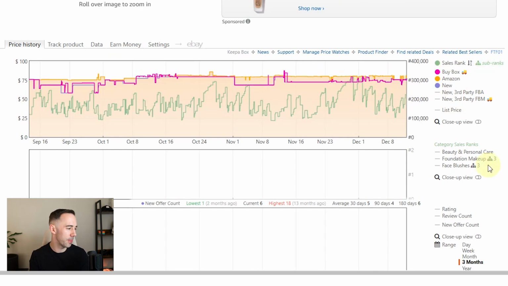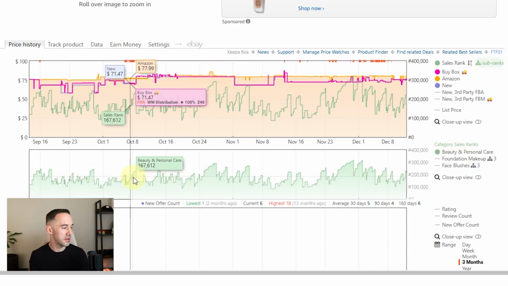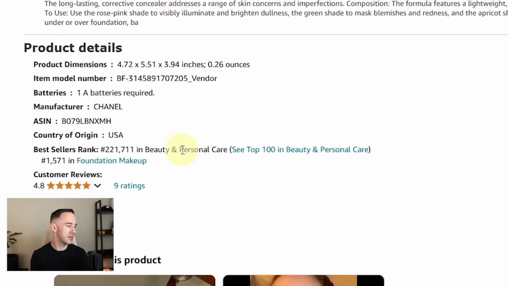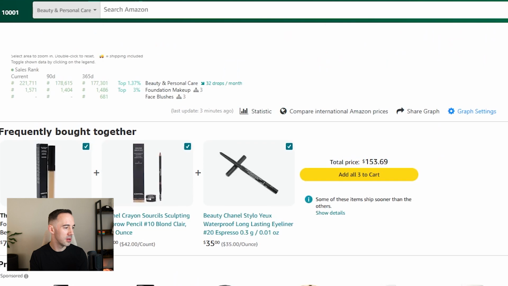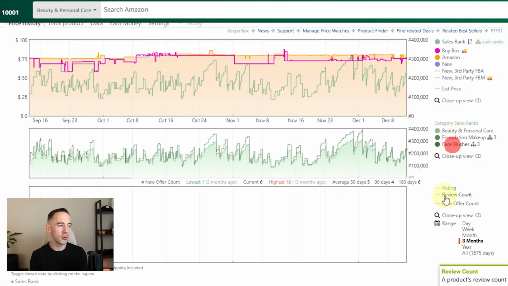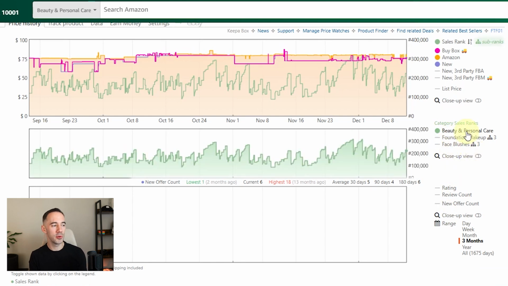There's too much information. Now, the next graph we see down here is what's known as the category information. What you can do is turn them on. So this is the main category, and here we can see it says beauty and personal care, which is the main one. And we know it's the main because it says afterwards, see top 100. But you'll also notice it has what's known as subcategories. So it says foundation and makeup, and you can turn those on to have a look. There was another one called face brushes. But for me, I never look at them. I'd only ever have beauty and personal care on.